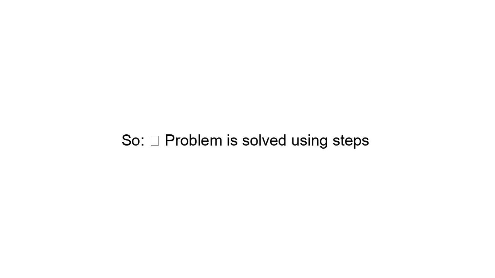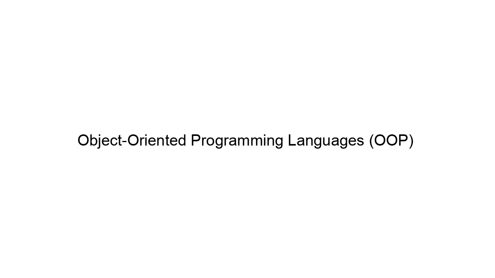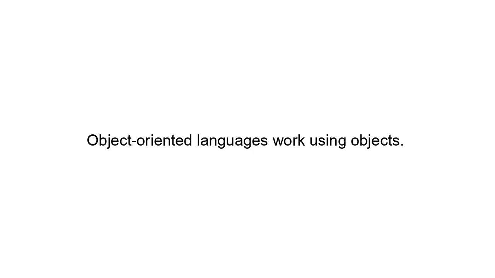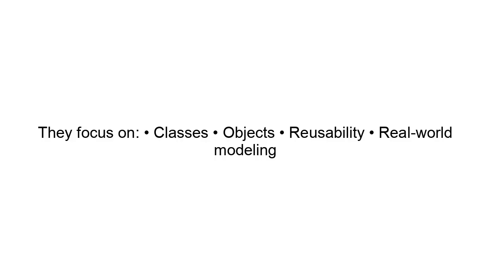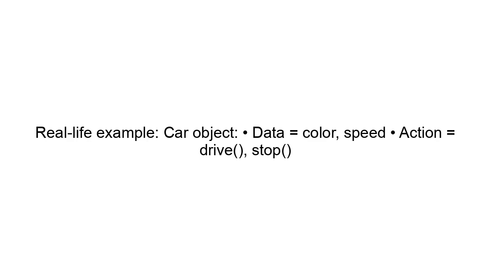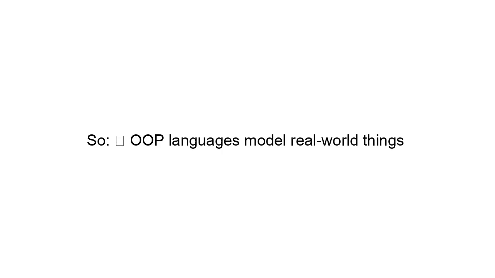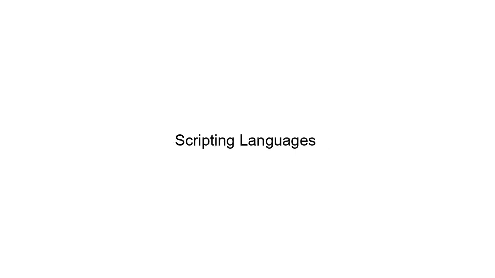Object-oriented programming languages, OOP. Object-oriented languages work using objects. Object equals data plus actions together. They focus on classes, objects, reusability, real-world modeling. Real-life example: car object, data equals color, speed, action equals drive, stop. So, OOP languages model real-world things.